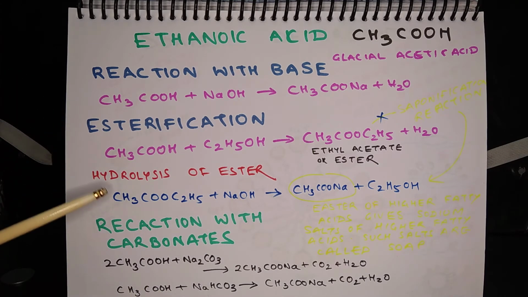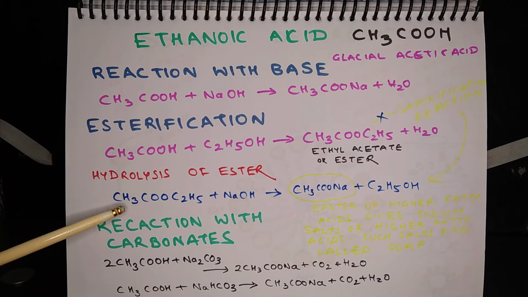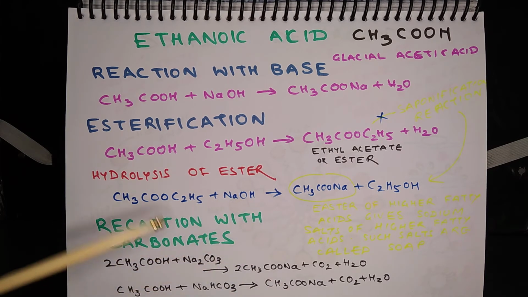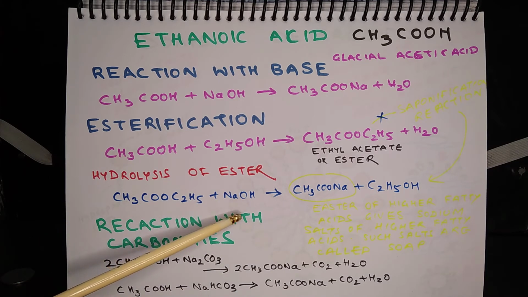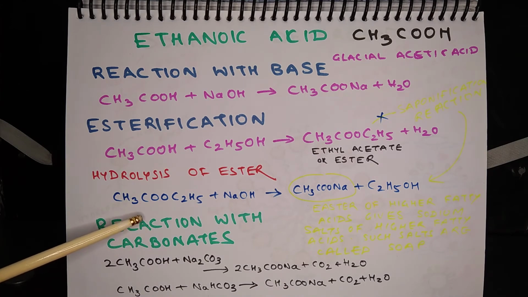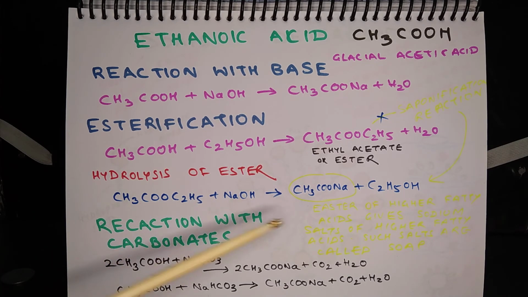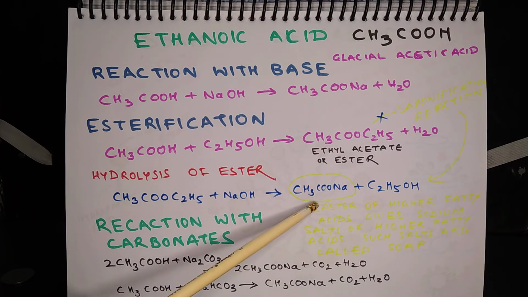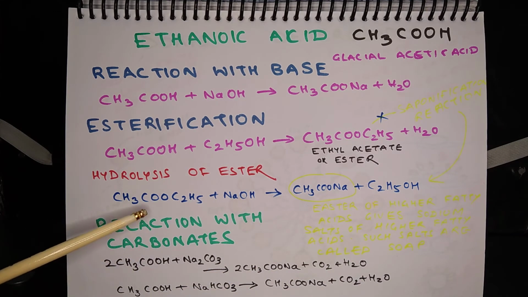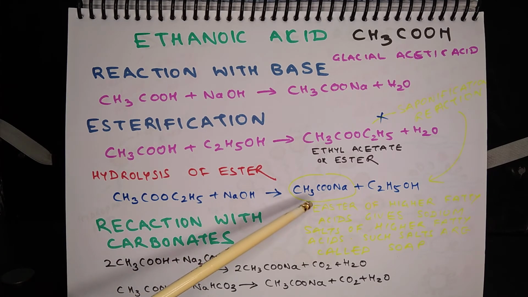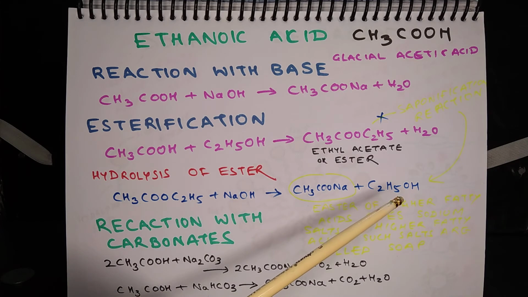Now hydrolysis of ester takes place when ester is reacted with sodium hydroxide. Once it reacts with sodium hydroxide, it produces the parent alcohol. So in this case, the ethyl acetate, when it reacts with sodium hydroxide, produces ethyl alcohol or ethanol plus a sodium salt of the subsequent related acid. So the equation is CH3COOC2H5 plus NaOH is equal to CH3COONa plus C2H5OH.